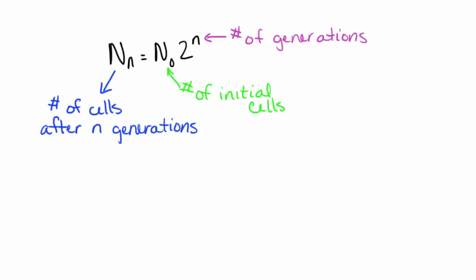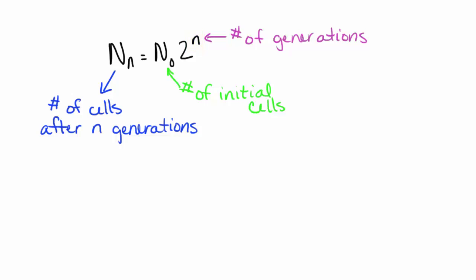To calculate the number of bacterial cells that you would have after a certain number of generations, this is the equation that we want to use. In looking at this equation, N subscript n is the number of cells that we have after a certain number of generations. N subscript 0 is the number of initial starting cells that you have, and then n is equal to the number of generations that are actually there.